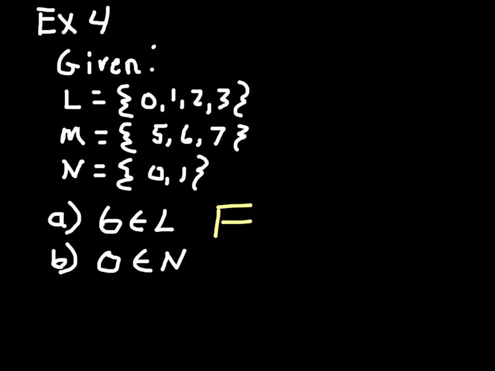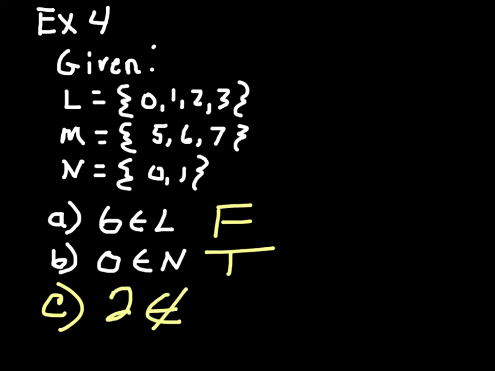In part B, they're saying that 0 is a member of N. Is 0 a member or part of N? The answer is true. Now just for the sake of example, I'm going to put part C here. And I'm going to say, let's see, 2 is not a member of M. So is that true or false? Is 2 not a member of M? That's right. That's true, because it's not a member of M.